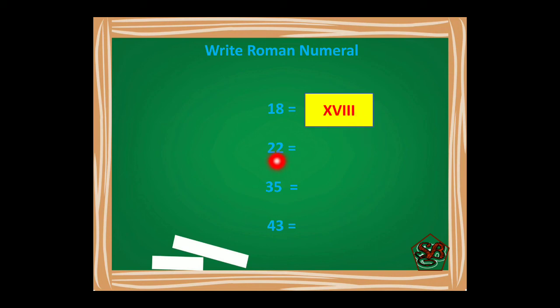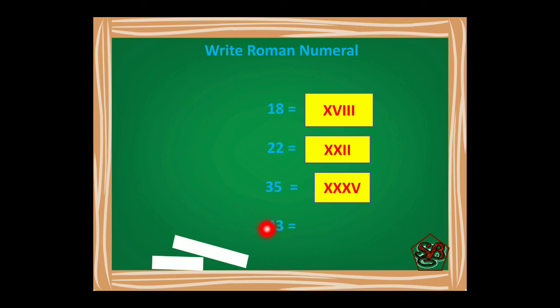22. For 22, we split the number as 20 plus 2. Right? For 20, we have XX and for 2, we write 2 I's. XXII. 35. 30 plus 5. To write 30, we write 3 times X and for 5, we have symbol V. So the symbol formed here is 3 times X and V, which makes 35.